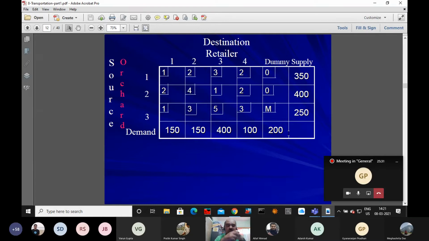Okay, so what is happening here? The present problem is 3 by 4, 3 sources and 4 destinations, and this is a balanced transportation problem. The only issue is a cost coefficient Cij in the third row, fourth column, whose value is m. So this m is a very large positive number. If there is m, how to solve such a problem, we'll also discuss.